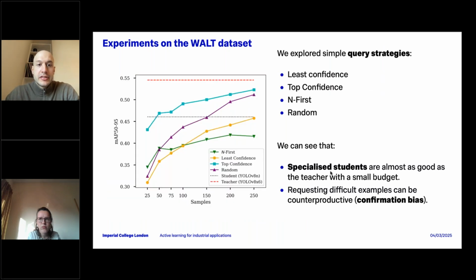In this case, you can see the comparison of different active distillation strategies. How do we select the number of observations to get a prediction from a teacher and then eventually fine-tune a student model? And in this case, you can see that the most performing strategy is the top confidence one. The red line is the performance of the teacher, and the black line is the performance of the student without collecting new labels. So you can see that with only 250 images, we can get close to the performance of the teacher model using a much smaller student model.